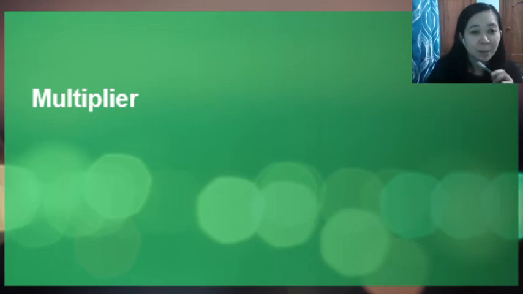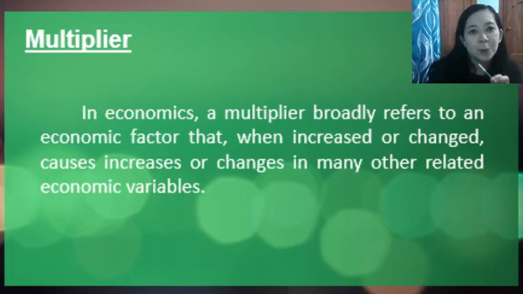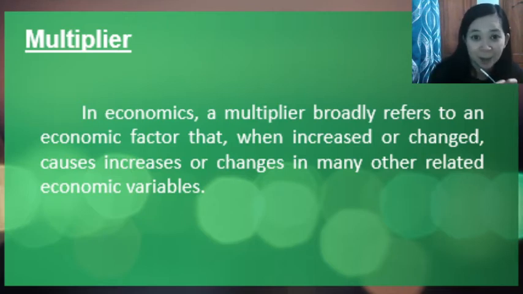Okay, so in this video lecture, we will be talking about multiplier, still in module 7. This is the last topic under our module. When we say multiplier in the field of economics, it refers to an economic factor that, when increased or changed, also causes increases or changes in many other related economic variables. So this is a factor that is being used.